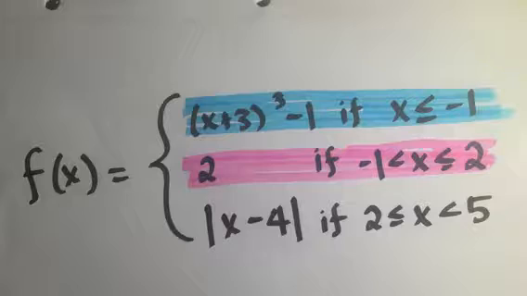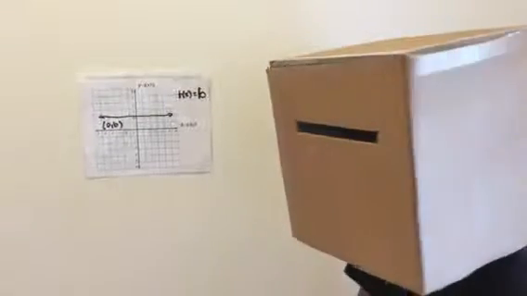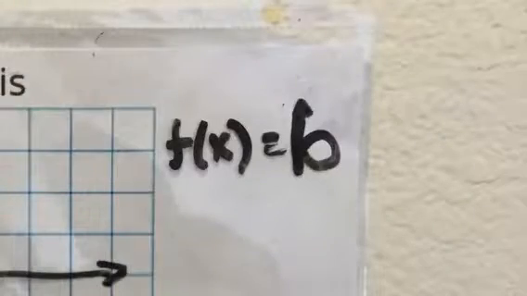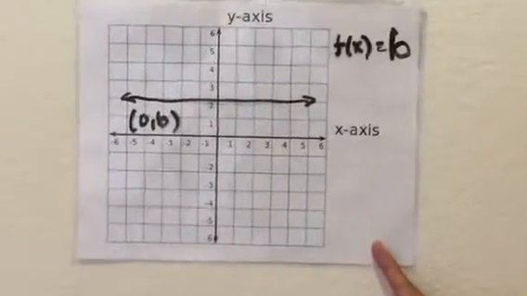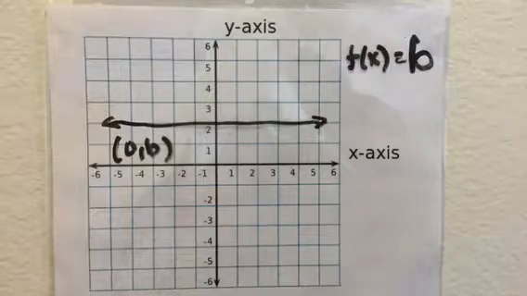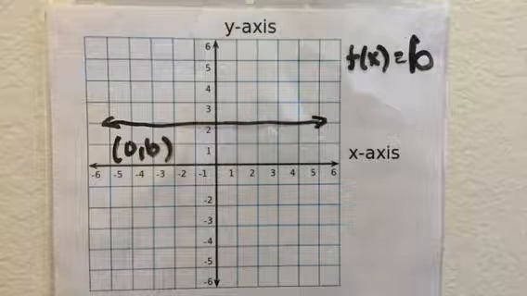The second subfunction is a constant function. The equation for the function is f of x equals b. The domain of the function is all real numbers and the range consists of a single number b. The intercept of this horizontal graph is also b.